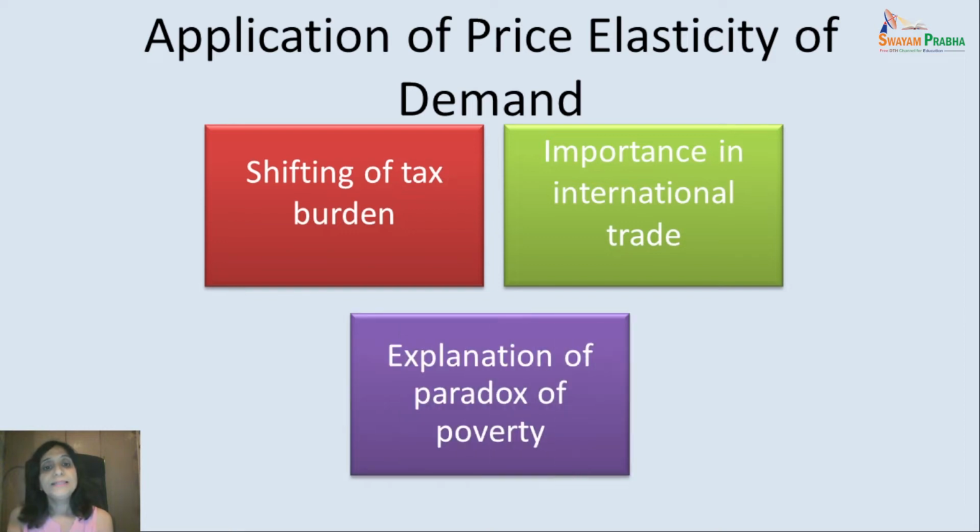Then another very important policy use is with respect to the explanation of the paradox of poverty. What is this paradox of poverty? Particularly this happens in the case of agricultural goods. When there is a bumper crop, when there is very good agricultural production in one particular year, and there is excess supply of that agricultural product, the price of that particular product will fall because of the excess supply.